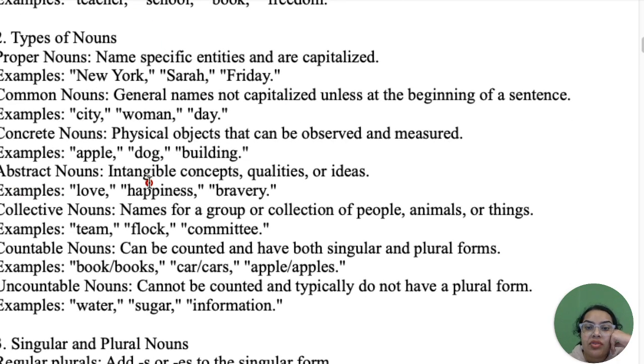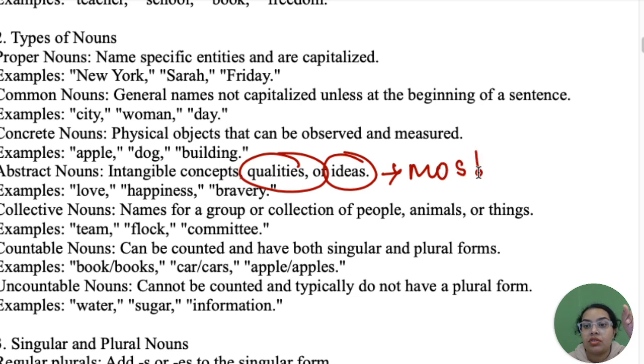Then you have abstract nouns, and these are the things which you cannot see, and those names that you feel, you experience, those ideas, those qualities. Of course, you cannot touch; they are not tangible. So these are abstract nouns, and mostly you don't get plurals here. Okay, no plurals for abstract nouns.